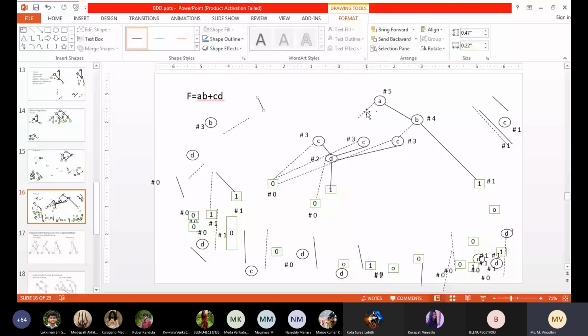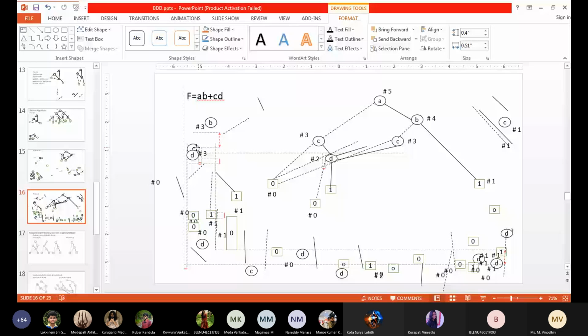Connect to only one C, and this C, if you look, when it is 0 it goes to 0, when it is 1 it goes to D. This C, when it is 0 it goes to 0, when it is 1 it is going to D. So this C also I can remove. This should be there. This I need to remove.